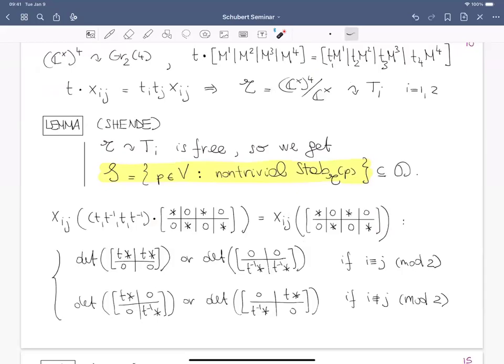we're talking about determinants of this kind or this kind, and so they're zero in both cases. And if i is not j modulo 2, then we're talking about this kind of determinants, and they're equal to their analogs without the t factor, without the t scale.